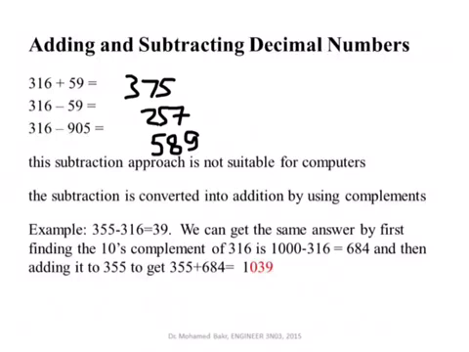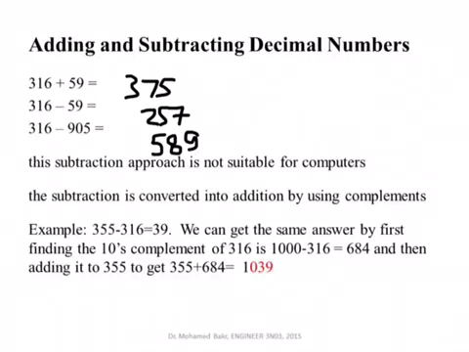Anyway, so this approach of subtracting numbers in decimal numbers is not very convenient for computers. And the easiest way and the way to do it in a computer is that they convert subtraction into addition. We have to convert subtraction into addition, and the way for doing that is to use something called complements. I will show you how this can be done for one example in decimal numbers, and then we move that to the case of binary numbers.